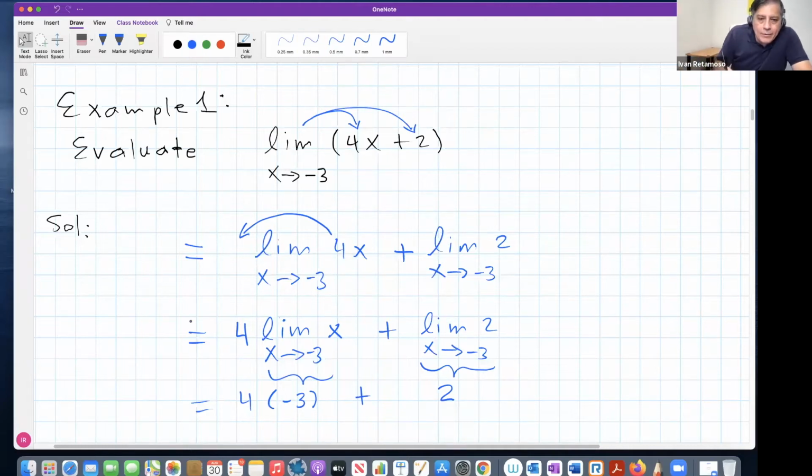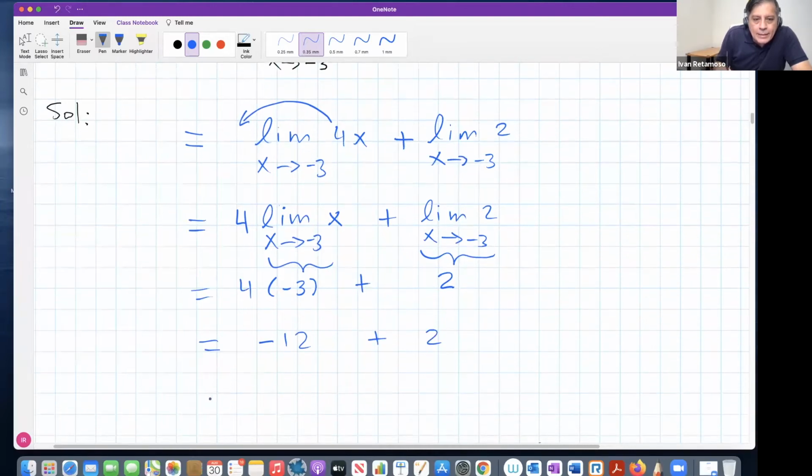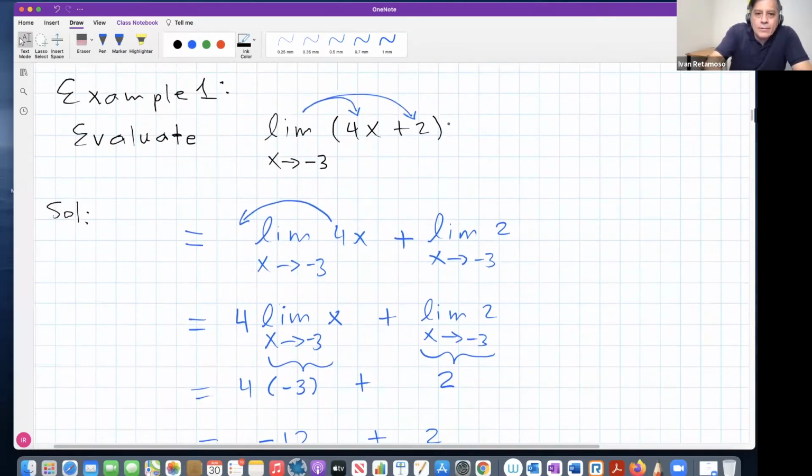Now 4 times -3 is -12, right? Multiplication first, remember? Plus 2. And finally, -12 plus 2 is just -10. And we are done, right? This is the limit, -10, of this function as x approaches -3.